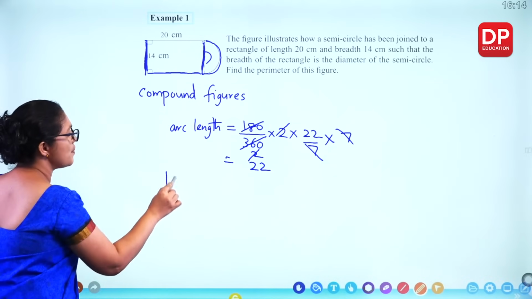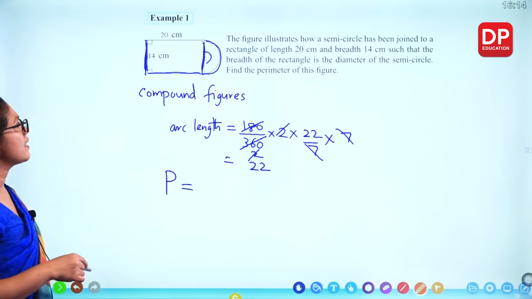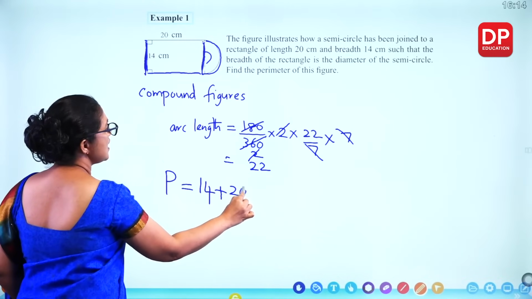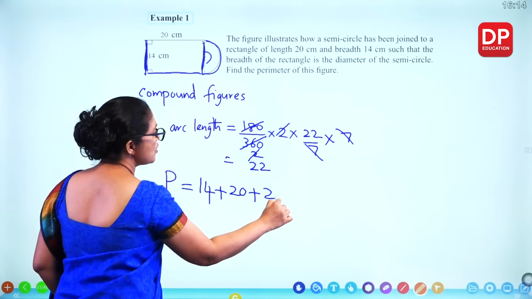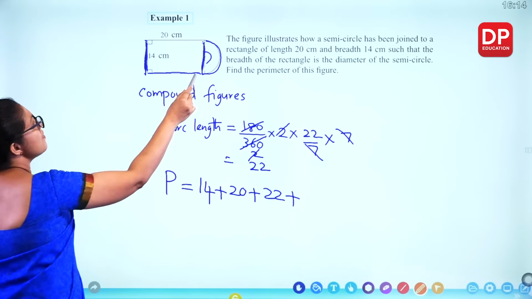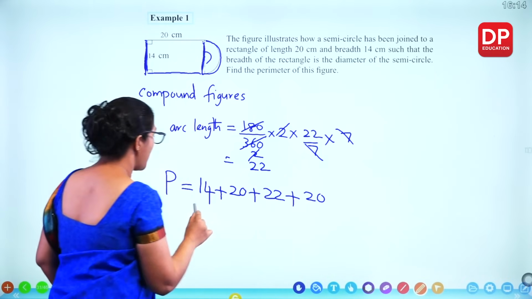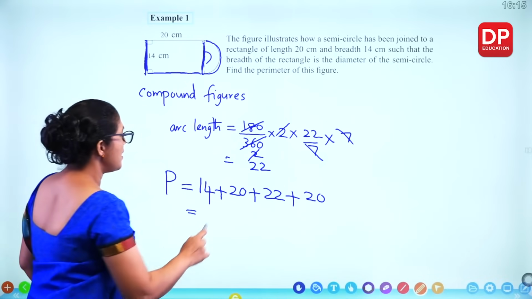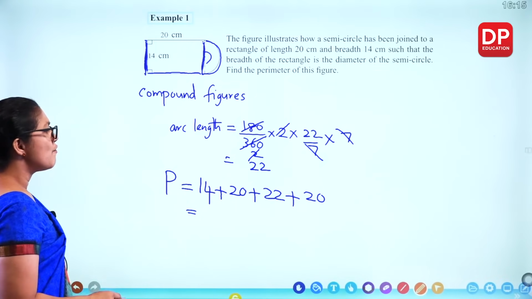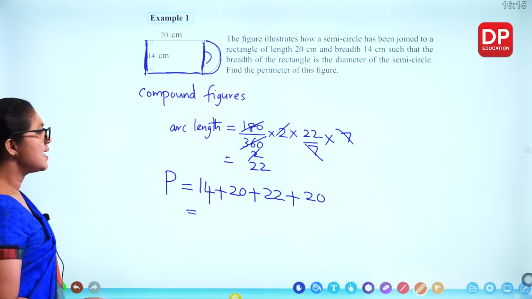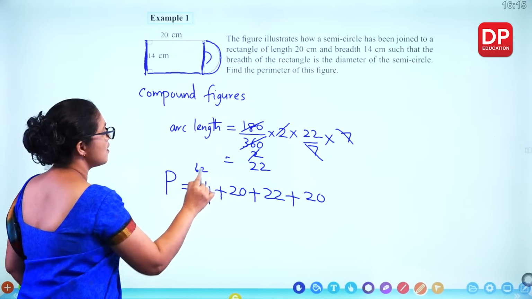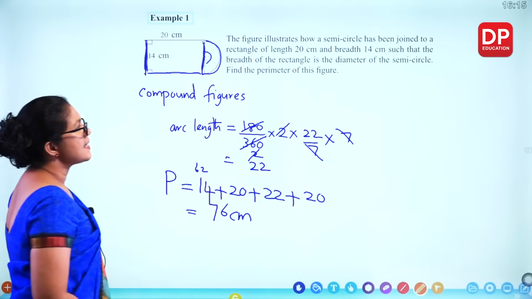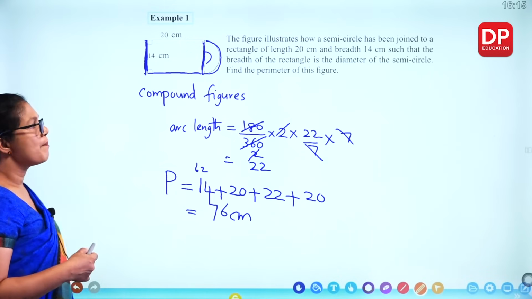Now we'll try to find out the perimeter of the compound figure. So when you start from here, you get 14, 20, and this arc length is 22, which we found before, and this length is 20. When you add all together, you get the perimeter of this compound figure. So 20 plus 20 is 40, 40 plus 22 is 62. 62 plus 14, what do you get? 76 centimeters as the perimeter of this compound figure.